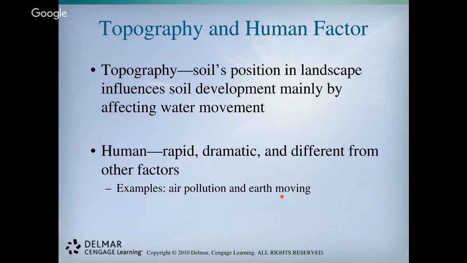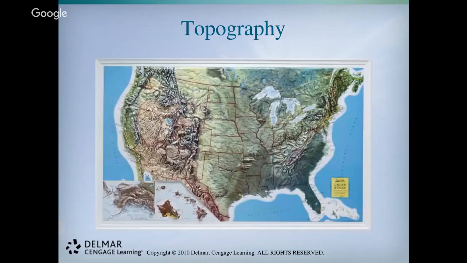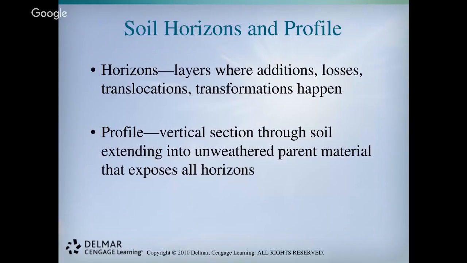And then we talked about how humans can definitely have an impact on that. So our top five are parent material, time, climate, organisms, and then topography. There's another picture of that. Okay, our last thing I want to talk about was the soil horizons and profile.